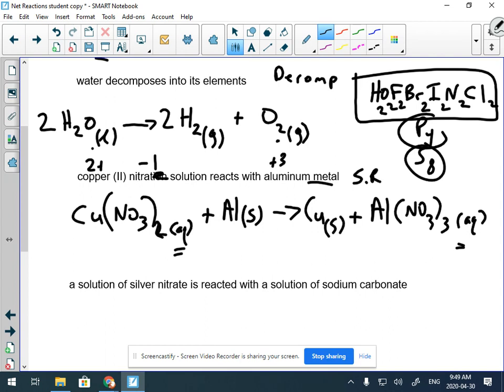Now, I'm not quite done. We have to balance this. We have the same number of aluminums and coppers, but our nitrates are messed up. If you look, we have 3 groups of nitrates here to 2 groups of nitrates here. Let's Uno reverse that. So let's put a 3 here to make 6 and a 2 here to make 6. Then now we have the same number of nitrates. So I just moved that 3 to here. It's kind of a sneaky trick. Okay. And then 2 and 3. Okay. All right. Continuing.